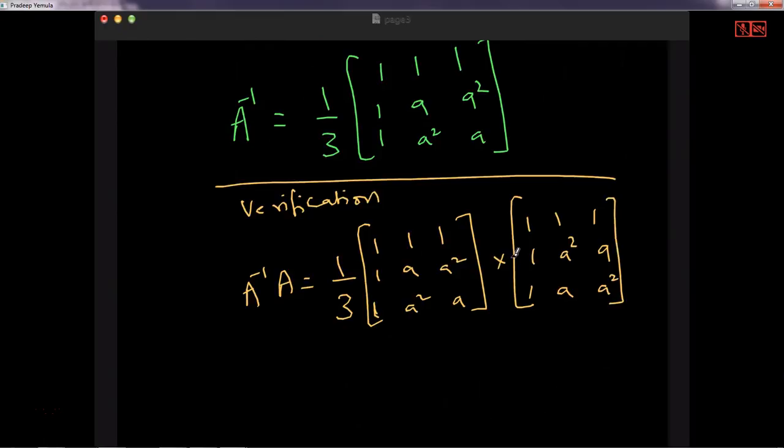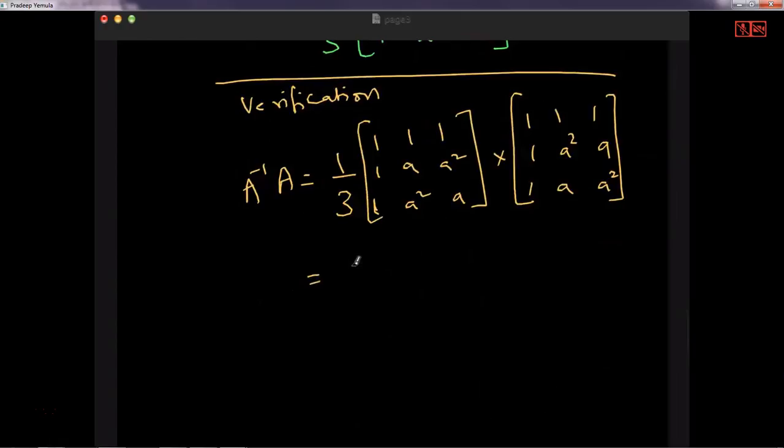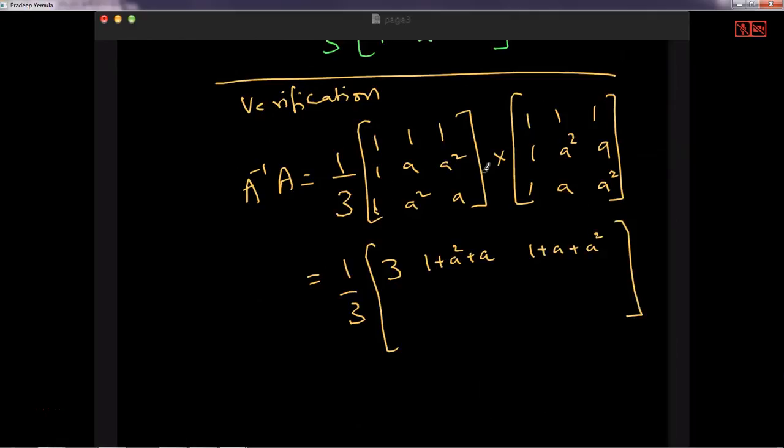Now if I want to do this multiplication, so what is 1 into 1, 1 into 1, 1 into 1? It will be 3. Now 1 into 1, 1 into A square, 1 into A. So this is 1 plus A square plus A. And the last element also 1 plus A square plus A. And then this one will be 1. A into A square is A cube, and you know A cube is 1. Similarly, A square into A is A cube. Again it is 1. So this will be again 3.